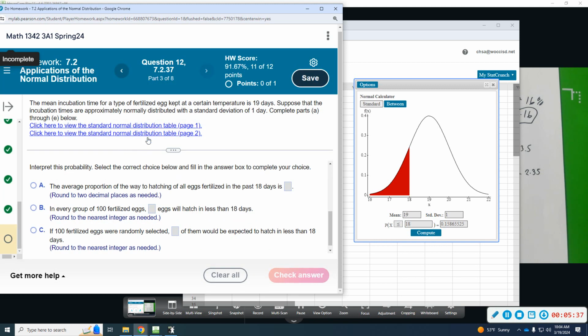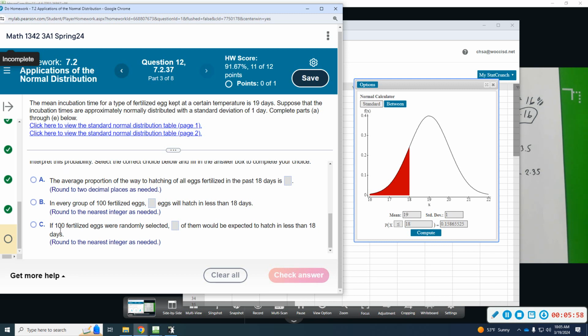Interpret the probability. So what does this mean? It says on average, the average proportion of the way to hatching of all fertilized eggs in the past 18 days is, in every group of 100, blank eggs will hatch in less than 18 days. If 100 fertilized eggs were randomly selected, blank of them would expect to hatch in less than 18 days.